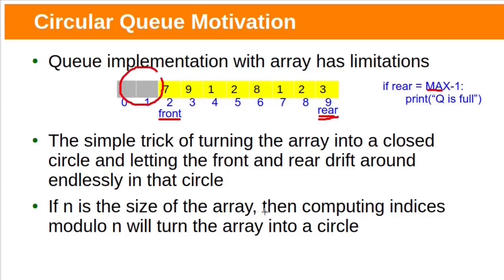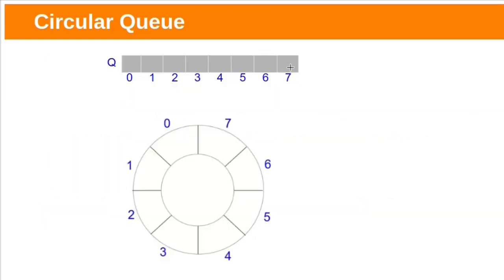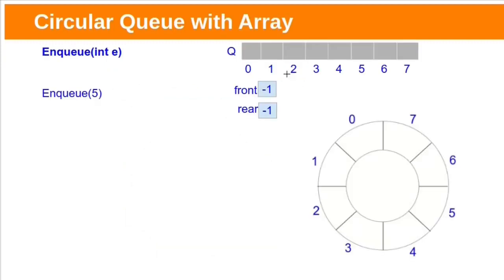If n is the size of the array, then computing indices modulo n will turn the array into a circle. In a circular queue, this last position is connected to this first position like this circle. Here I am taking an array named Q of size 8. You already know rear is used to keep track of the most recently added item and front is used to keep track of the least recently used item.